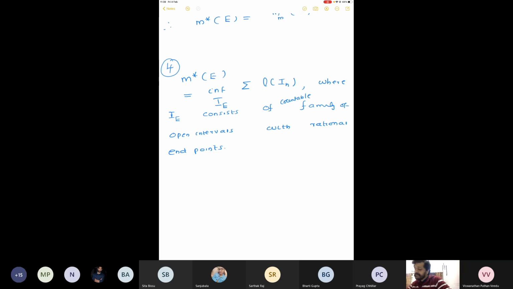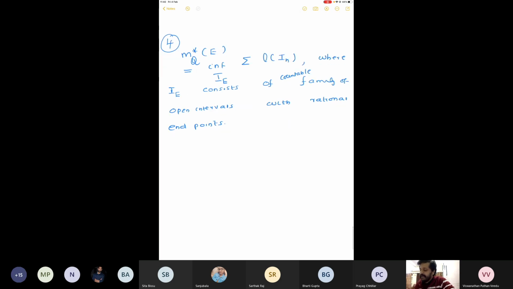Original definition was open intervals, but now we are taking open intervals with rational endpoints. So I would call this mQ*(E), that is better, with rational endpoints, and m*(E) for the original definition. Then one inequality should be trivial. Which inequality should be trivial? Now you have the m*(E) definition. If you compare mQ*(E) and m*(E), can you say something?